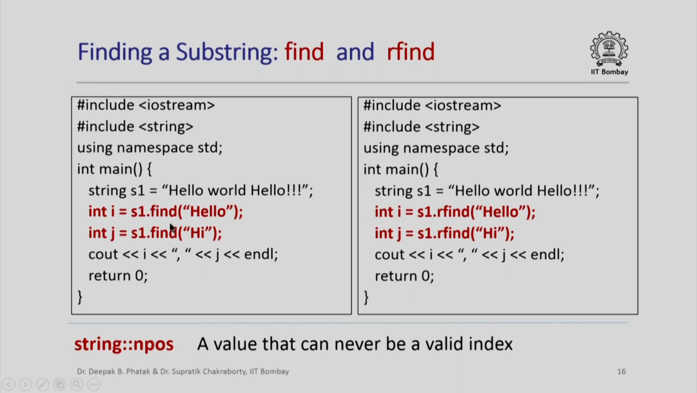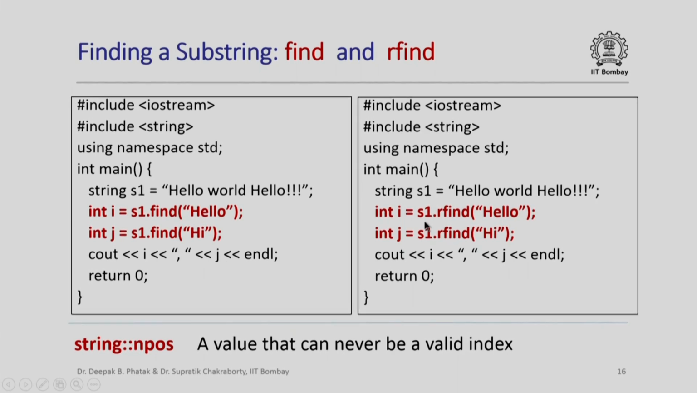So whenever you use find, please check after that whether the result is string::npos, because if it is, it means that the string that you are trying to find does not exist in S1. Otherwise, you will get the index of the string that you are trying to find within the string S1. So for example, here if I try to print out i, j, for i I will get 0 because that is the place where I find hello first, but for j I will probably get a negative number because this is supposed to be a value that can never be a valid index. So depending on your compiler, this j will probably get printed out as -1 or some other negative number.